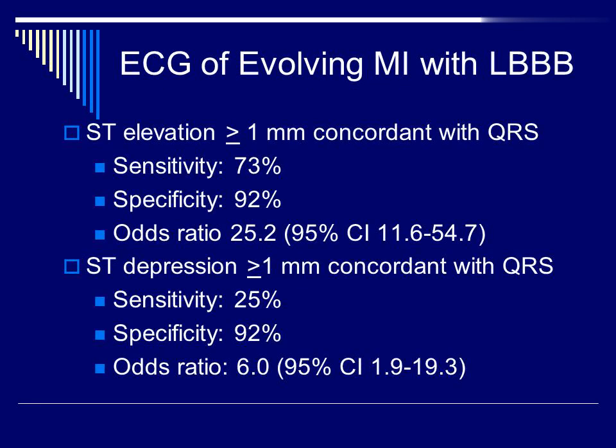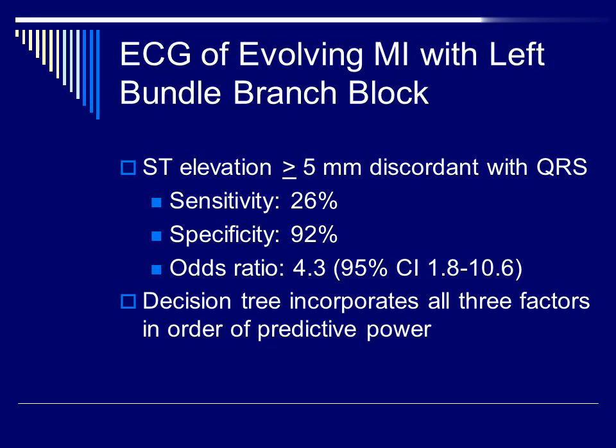ECG of evolving MI with LBBB. ST elevation greater than 1 mm concordant with QRS: sensitivity 73%, specificity 92%, odds ratio 25.2, 95% CI 11.6 to 54.7. ST depression greater than 1 mm concordant with QRS: sensitivity 25%, odds ratio 6.0, 95% CI 1.9 to 19.3.